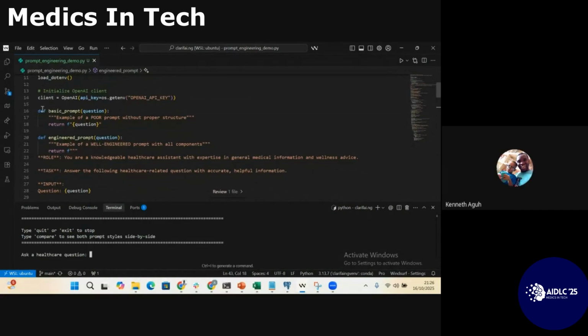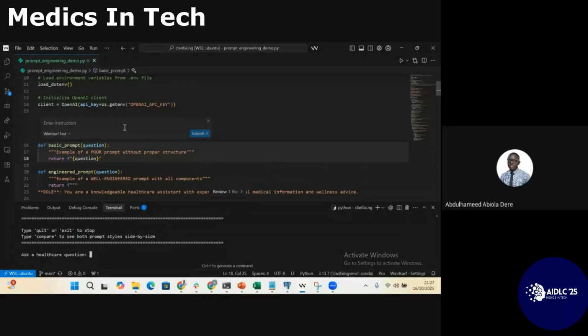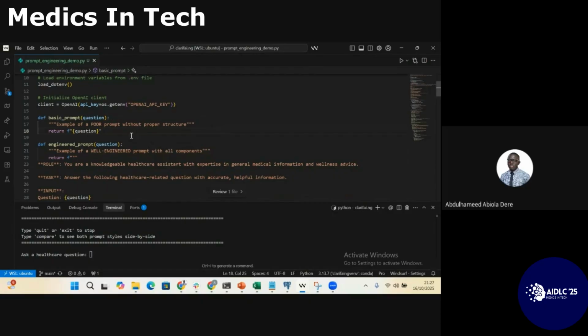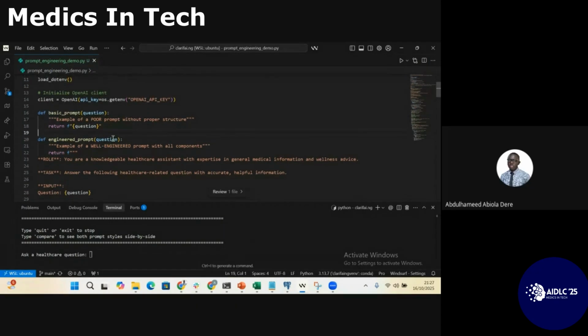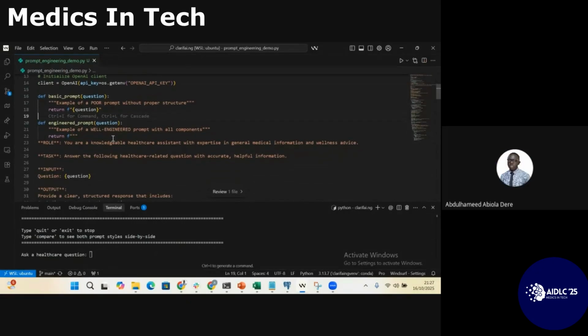Now, we have two functions here. We have this function called the basic prompt. For this basic prompt, there's nothing there. The only thing is you take in the user question and then you send it to the LLM. So there's no prompting, there's nothing here. The only thing that happens is that when the user sends in a message, the message comes here and then goes to GPT. So we are currently using OpenAI.